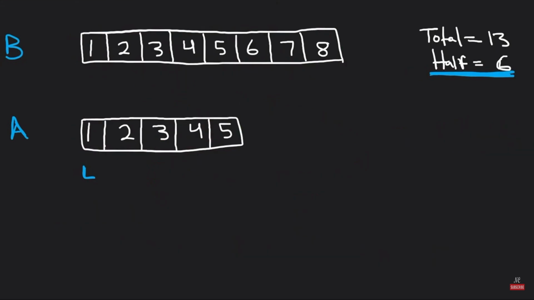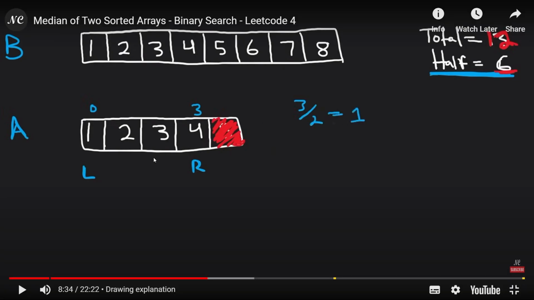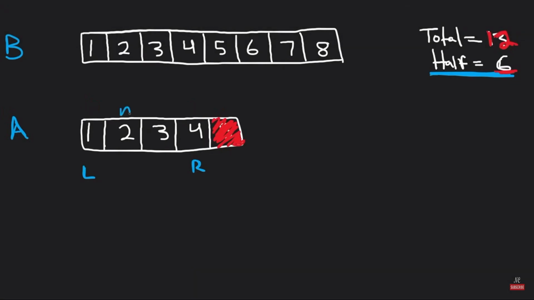So this example was a little too easy because we didn't actually really need to run a search. So let's remove one element and let's update our total to 12 now instead of 13 because we just removed one. The half is still going to be 6. So now let's do the same thing. Our right pointer is going to be here. This is index 0. This is index 3. We divide 3 by 2. We're going to round down to 1. So this is going to be our middle position.